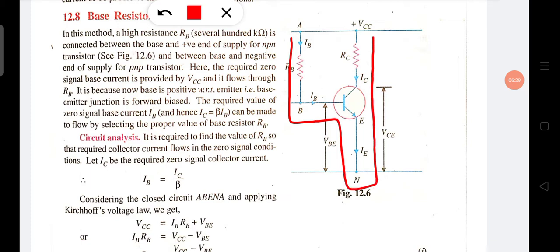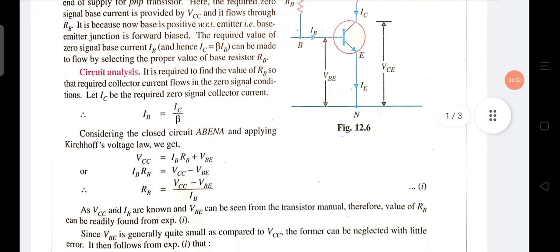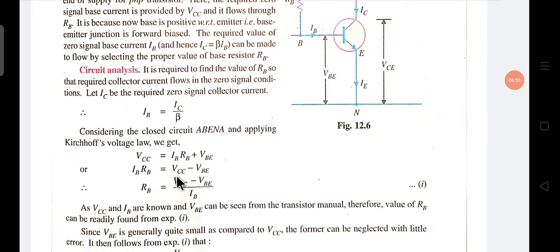This closed circuit. Okay, so in this closed circuit, consider or apply KVL. Applying KVL, we know VCC equals IB RB plus VBE. Now here IB RB equals VCC minus VBE. So RB equals (VCC minus VBE) divided by IB.